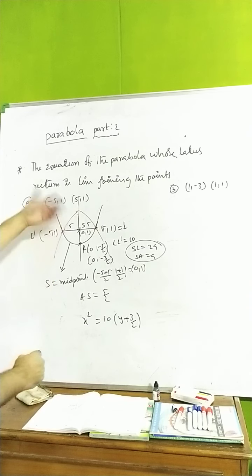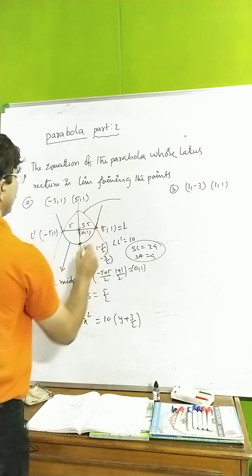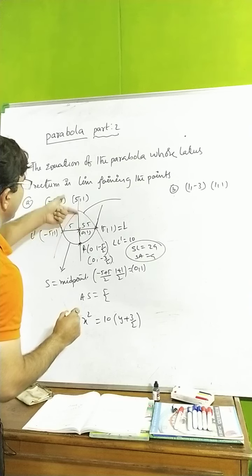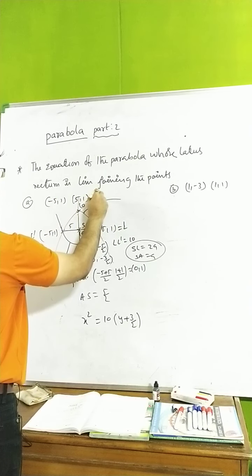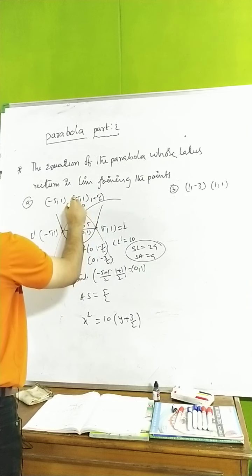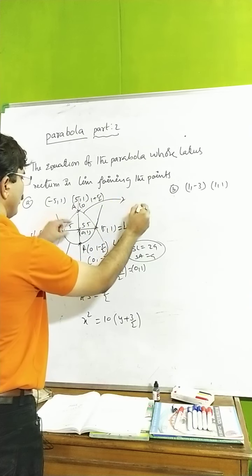One answer. The other answer is, I want to write here. This 5 by 2 units above this one. That means it is 0. And another one, what happened? 1 plus 5 by 2. This is what? X. For this, what is the answer here?